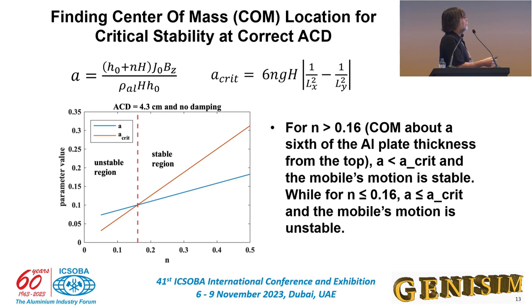And here I need to adjust this position of the center of gravity so that I'm getting the critical stability at 4.3 centimeter ACD. That is what we have observed in the 3-meter cell. So it turned out to be 0.16. The center of gravity is getting close to the top, and at that point A is crossing A critical at this ACD.